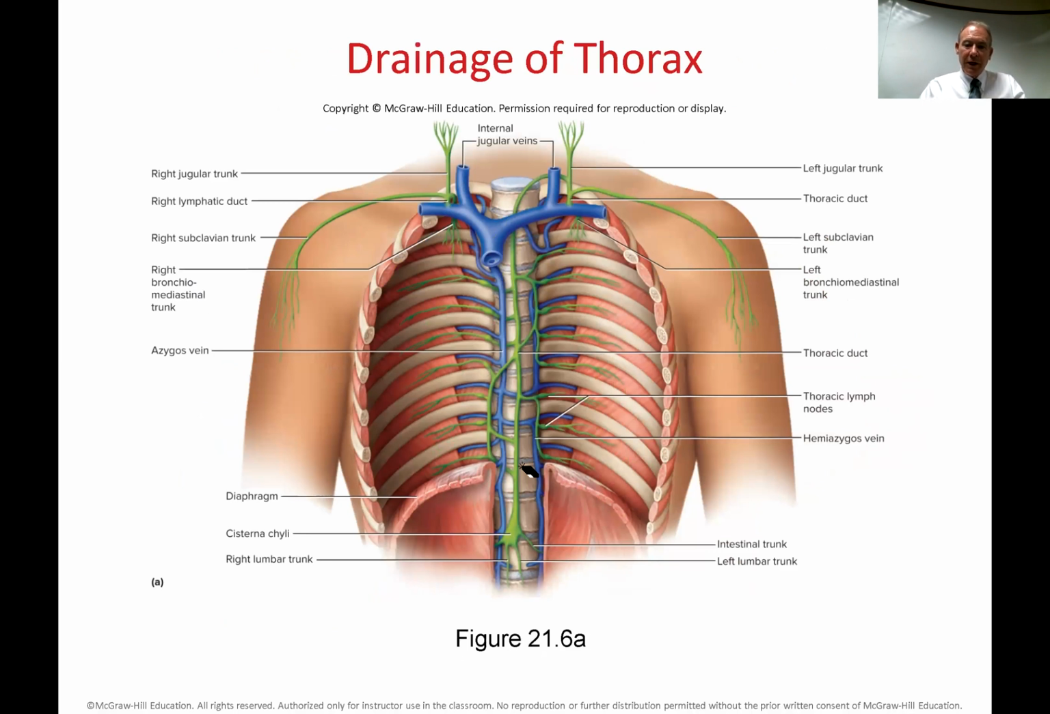In terms of the drainage of the lymphatic system, I mentioned this earlier. The right lymphatic duct will drain into the right subclavian vein, and then the thoracic duct, which is larger and encompasses more of the body, will drain into the left subclavian vein. So it dumps directly into the circulatory system.